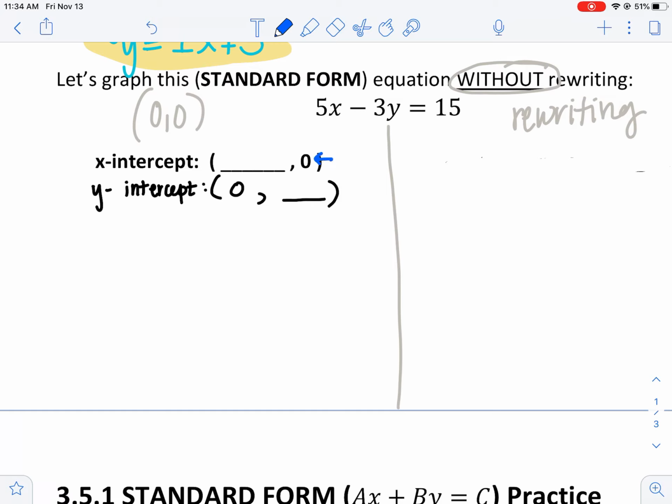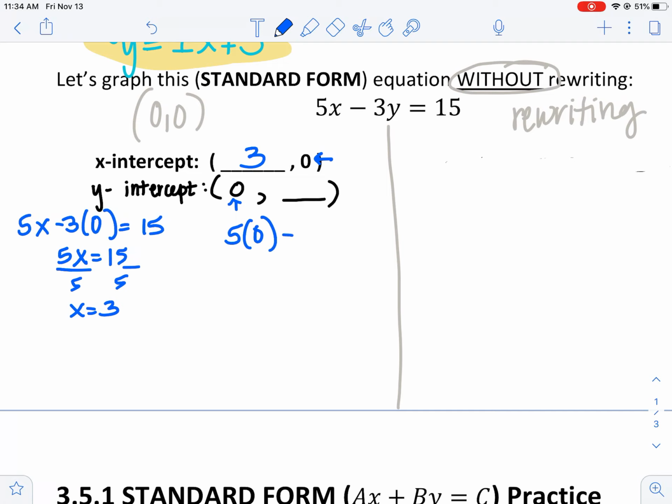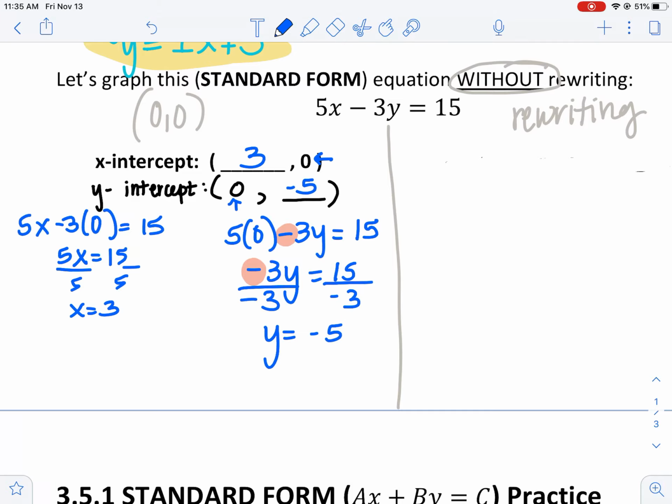If I want an x-intercept, I got to plug 0 in for y. So I've got 5x minus 3 times 0 equals 15. 5x is equal to 15. I divide both sides by 5. I get that x equals 3. Okay, if I want a y-intercept, I have to plug 0 in for x. So I have 5 times 0, sorry, minus 3y equals 15. That means the negative 3y is equal to 15. Please pay attention and make sure that sign stays with the coefficient. All right, divide both sides by negative 3. Y is equal to negative 5.